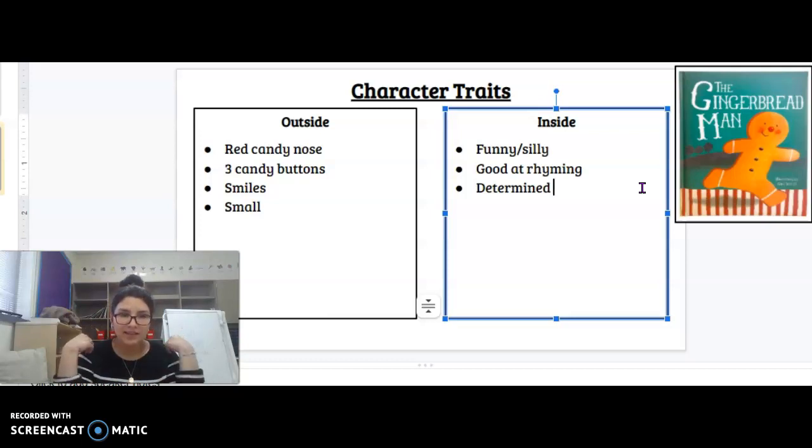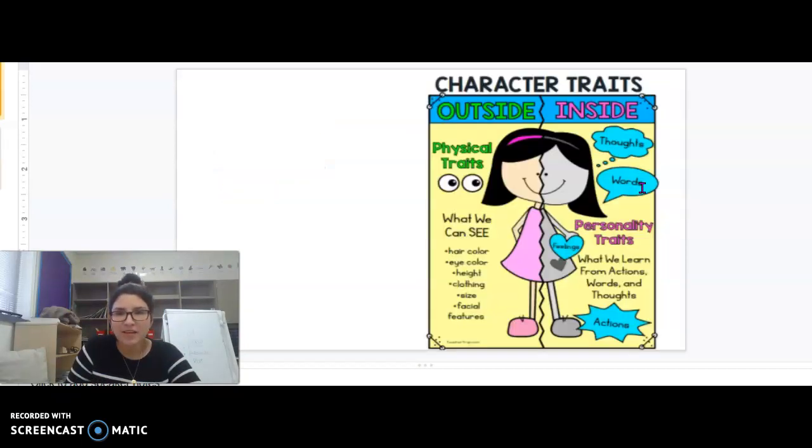Outside and then inside. Let's look at our poster one more time. So outside, physical traits, what we can see. Inside, the thoughts, words, and actions, feelings of a character. Okay, so here in a little bit, I'm going to read another story, and you're going to have to pay attention to the outside character traits and the inside character traits. Okay, I hope you enjoyed today's little lesson.